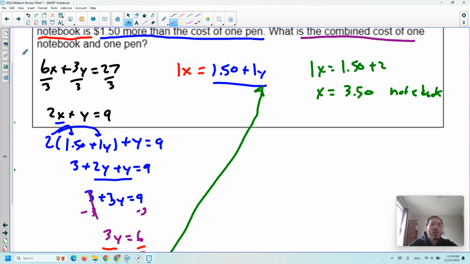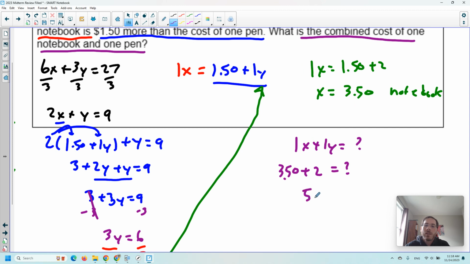What is the combined cost of one notebook and one pen? So 1x plus 1y equals what? So we get $3.50 for one notebook plus $2 for one pen. And that's going to give $5.50 for the total. So there we go. So that's what we got.